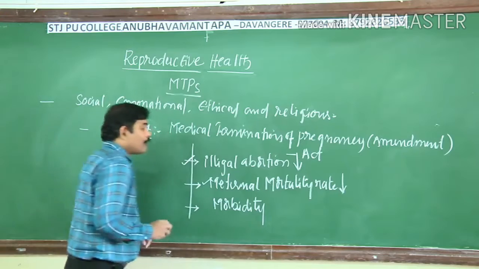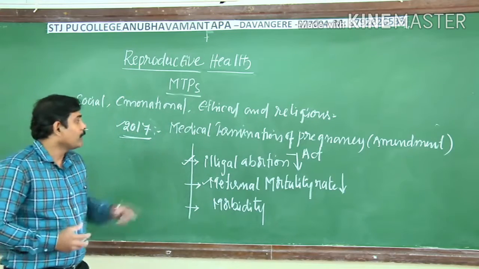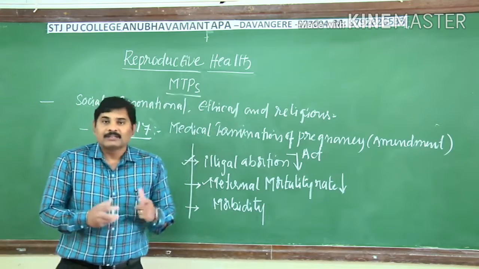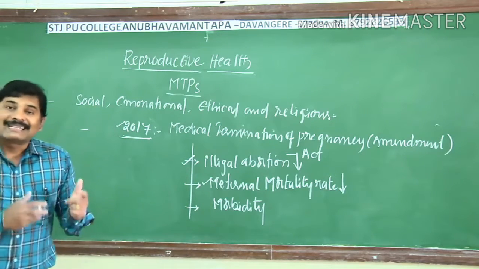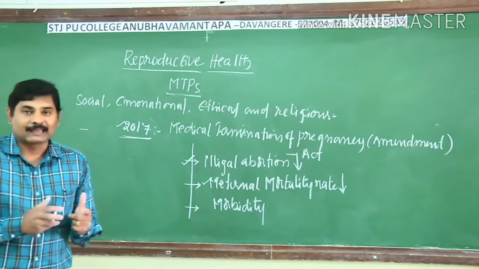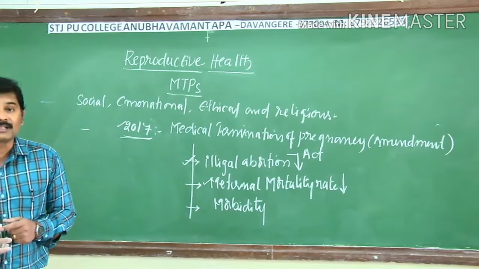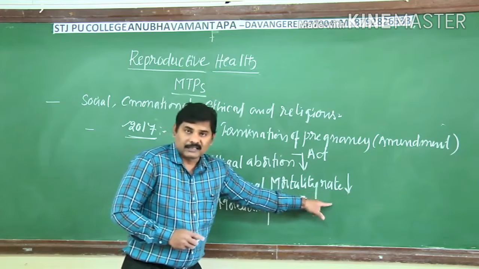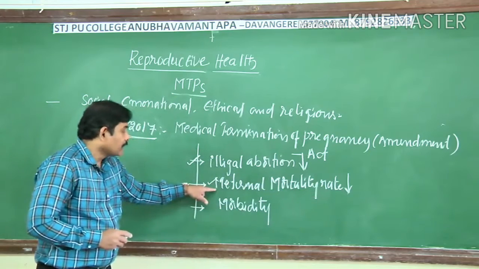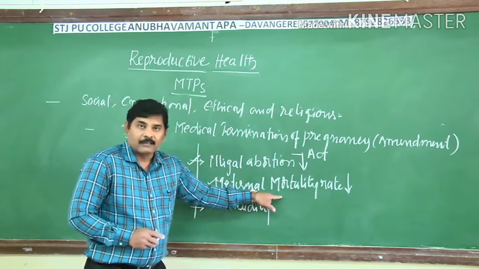Thereafter, maternal mortality rate. Whenever these abortions are made, it generally greatly affects the health of a mother. Sometimes it greatly affects the health as well as leads to the death of the mother too. Because of that reason, the mother death rate is increasing. Technically we call it the maternal mortality rate.